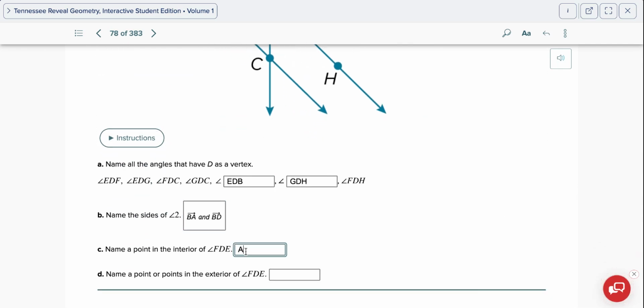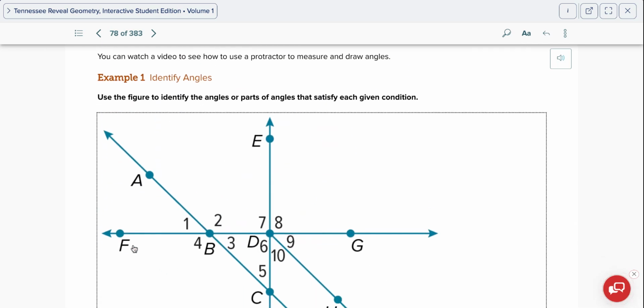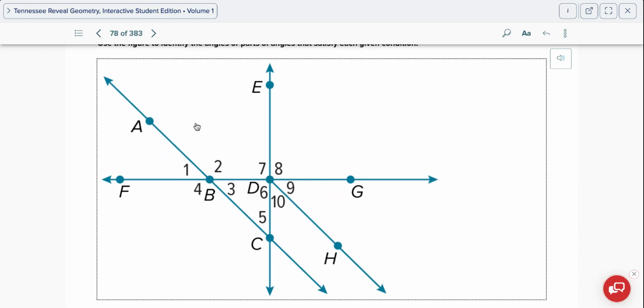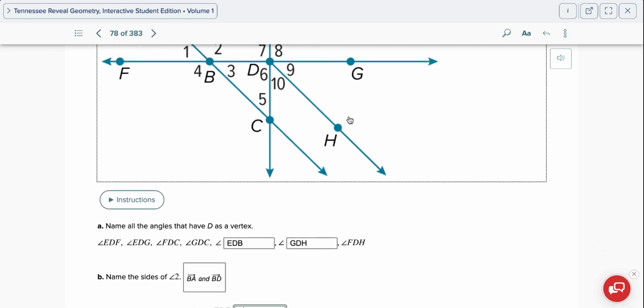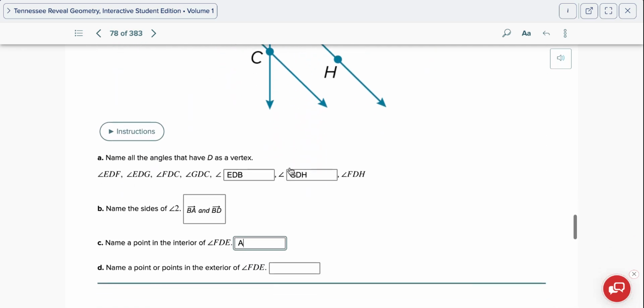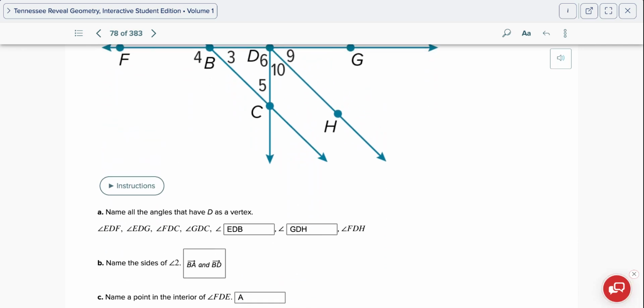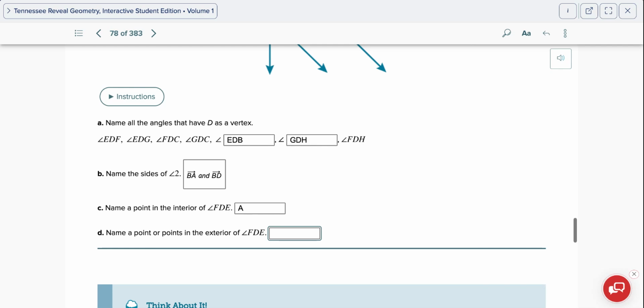A it is. Name a point or points in the exterior of FDE. F, D, E. All of the ones that are not over here would be G, H, C. Any one of those. So you either put G, H, or C. I don't care. Pick one. Oh, okay. They say points. Fine. We'll put all three. G, H, and C.